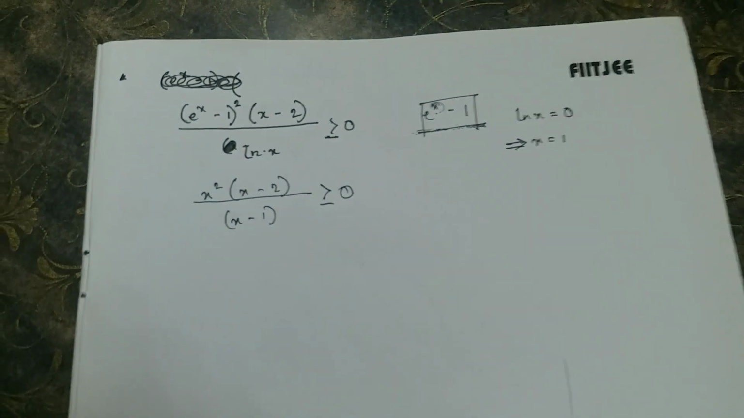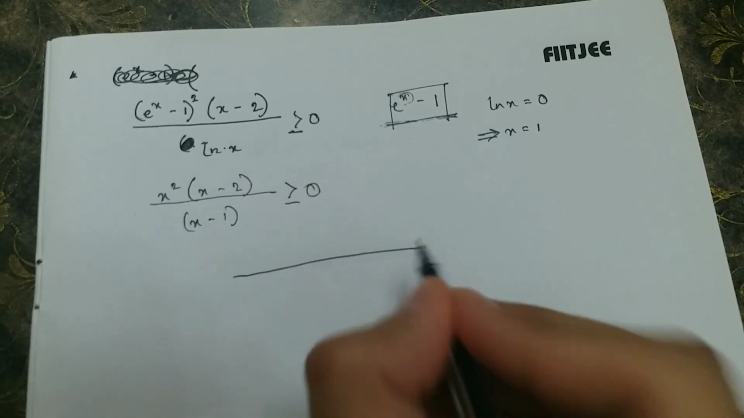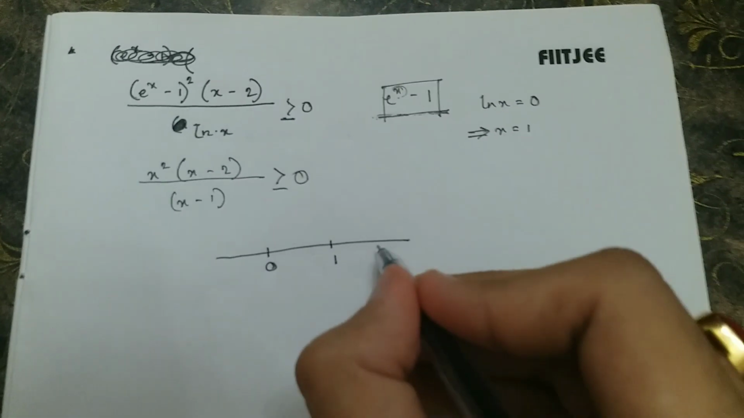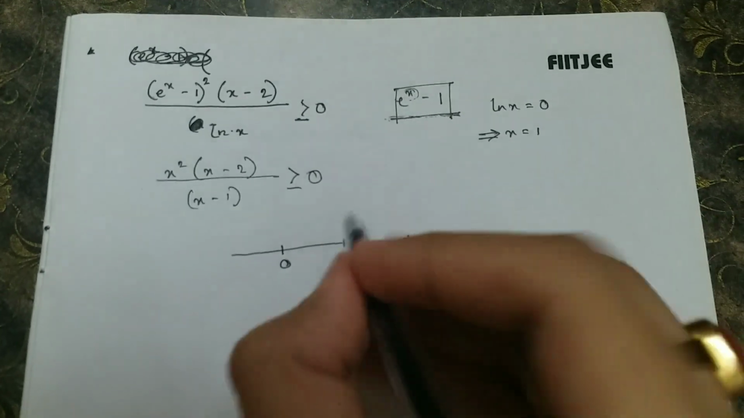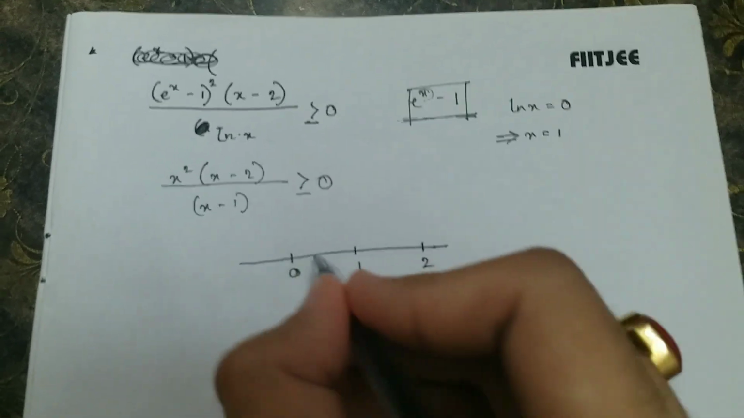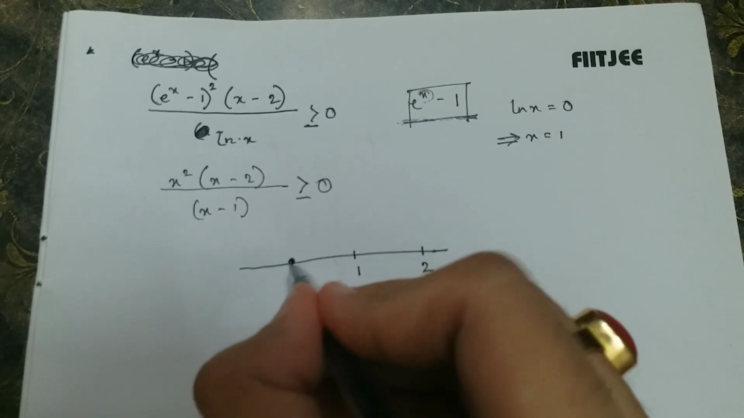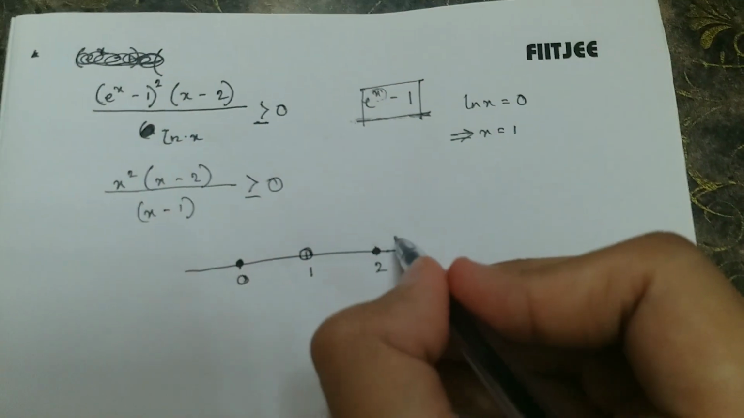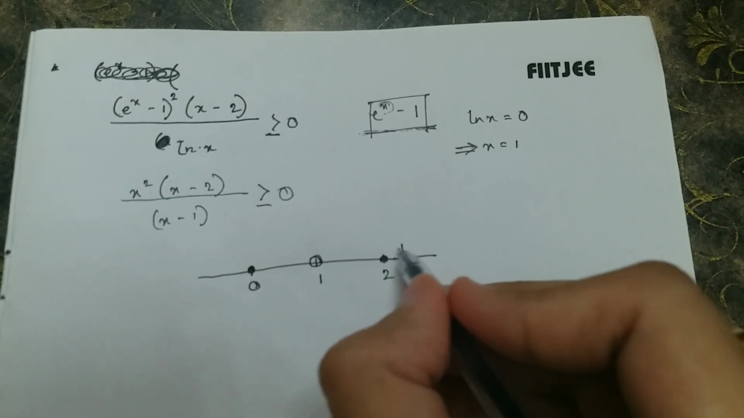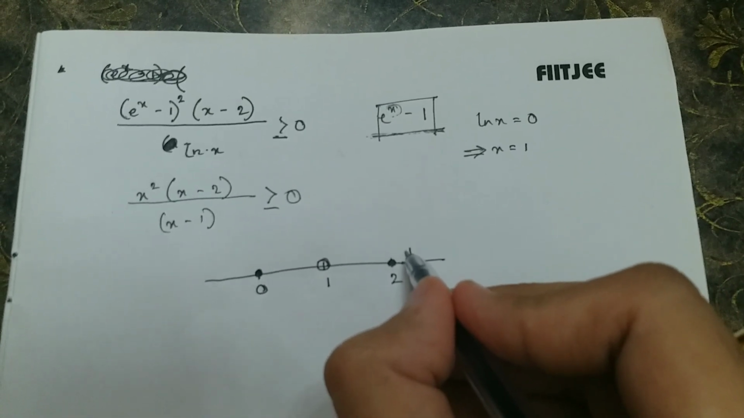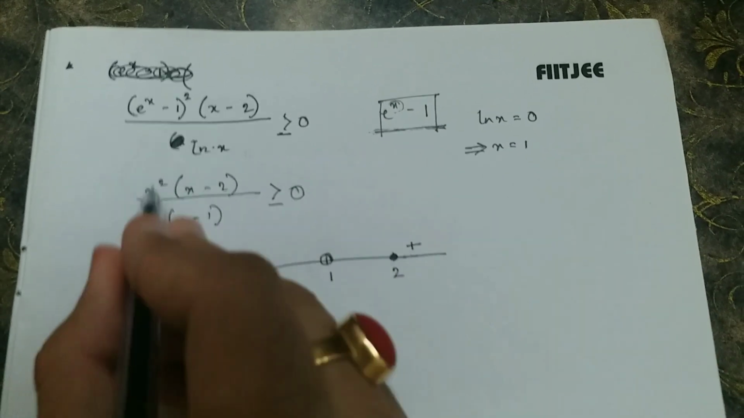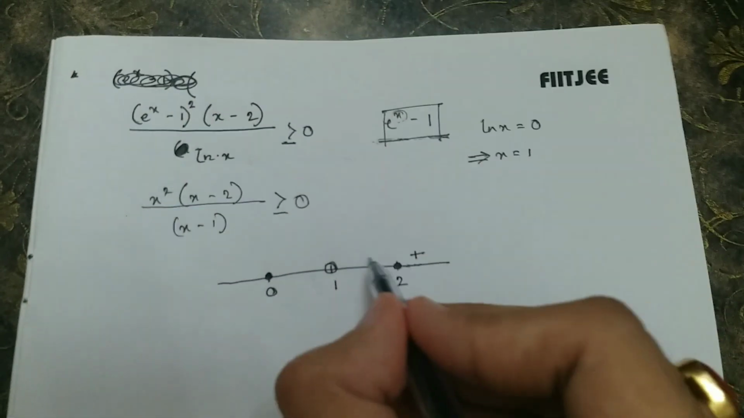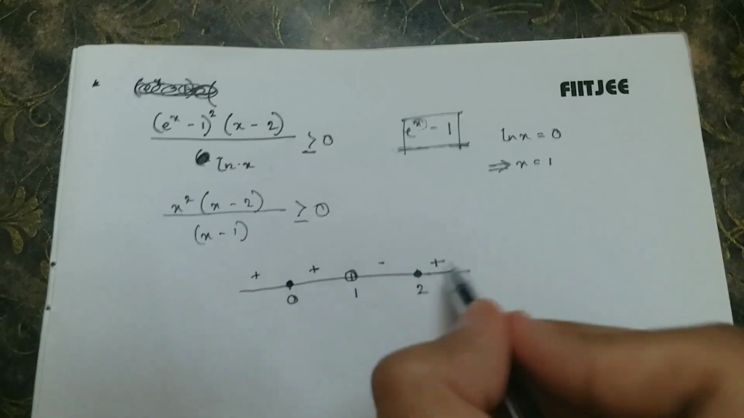And now it is in the form of a wavy curve problem. So draw a number line, plot 0, 1, 2, and mark 0 and 2 with black circles, 1 with white. Here you will write it, start from plus. See, even power is only on x, so at 0 no sign change, all other points sign change, plus minus plus, and here also plus.